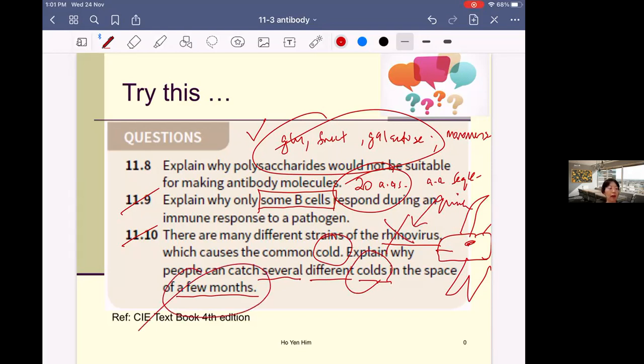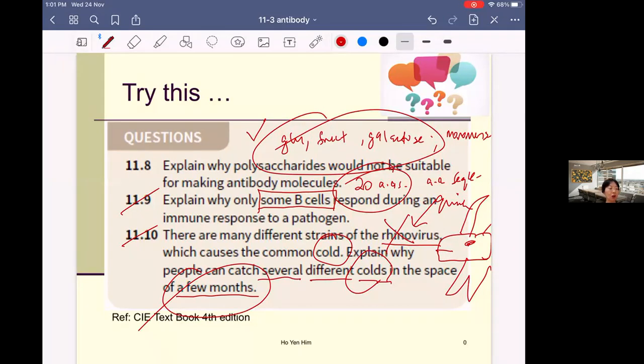So who would like to try? You know that you get cold when you're a baby. After that, when you're in kindergarten, you still get cold. Primary school still get cold. Secondary school still get cold. Now in college also can get cold. Why can you still get cold?